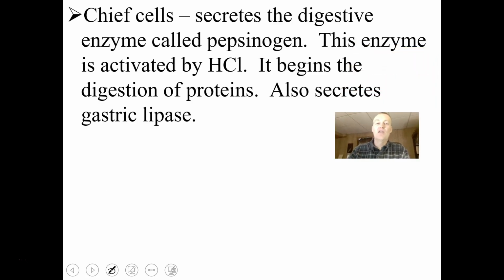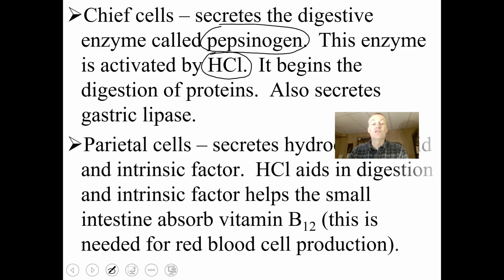We also have in those gastric glands chief cells. These are going to secrete the digestive enzyme called pepsinogen. Now, this is an enzyme that's secreted in an inactive form. It's only activated once it reaches the body of the stomach, where there's hydrochloric acid. Once it has hydrochloric acid, it's cleaved and made into an active protein, and it digests proteins. So these chief cells also secrete gastric lipase to help digest lipids.